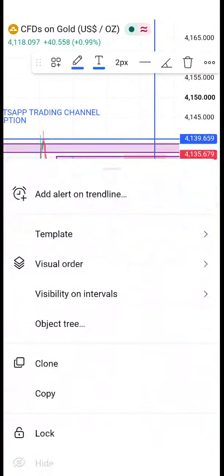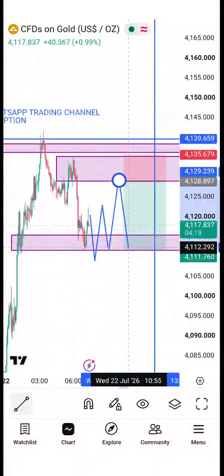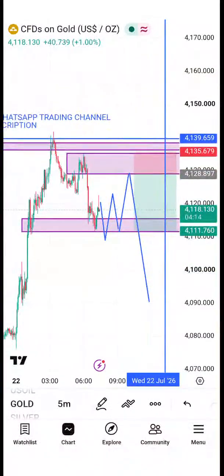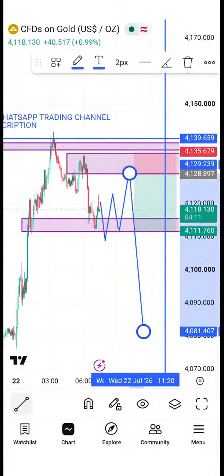If it breaks this area, guys, you go down here, maybe even here. Then from here, we are going to be looking for buy entries. But yeah, that's why I'm not advising anyone to buy for now. Just wait for liquidity sweep if you want to take a short-term buy.